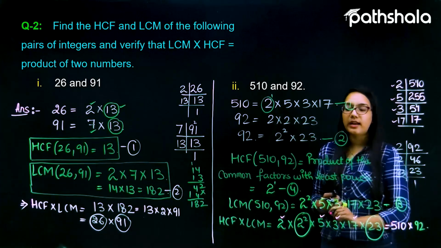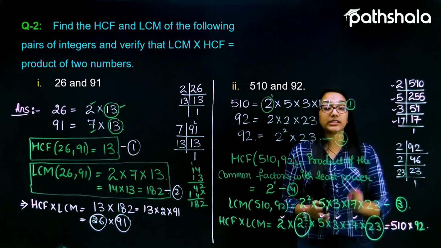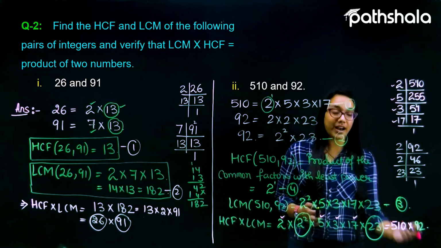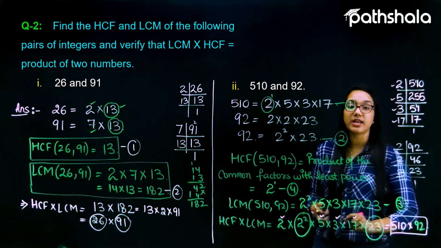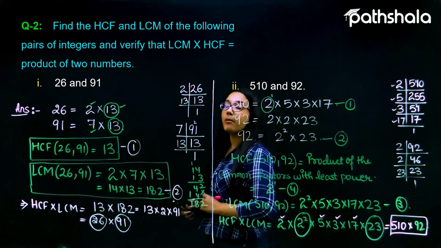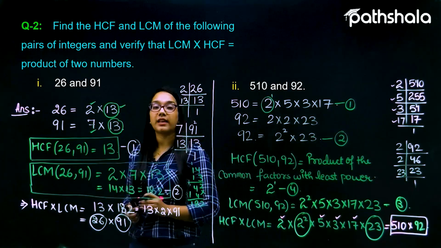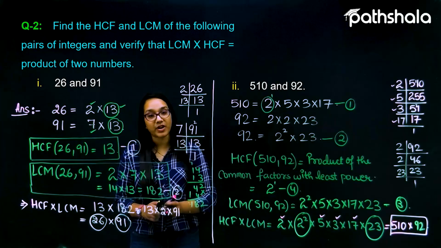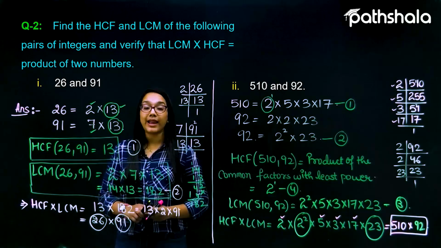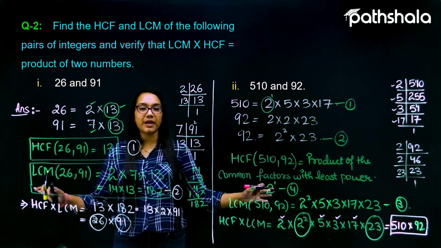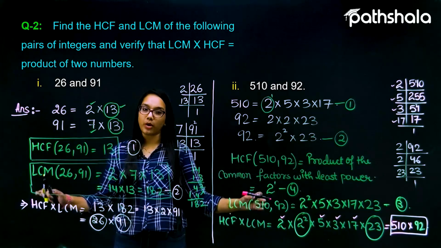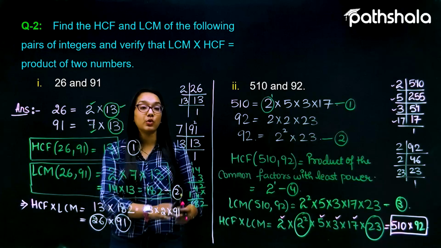So hence at the end the answer is that the HCF into LCM is actually equal to the product of the two numbers. So this is all about finding out the HCF and the LCM of the two numbers using the prime factorization method. And at the end of each part, we have proved that the HCF into LCM is actually equal to the product of the two numbers. I hope the concept is all clear to you. So let's just move on further.